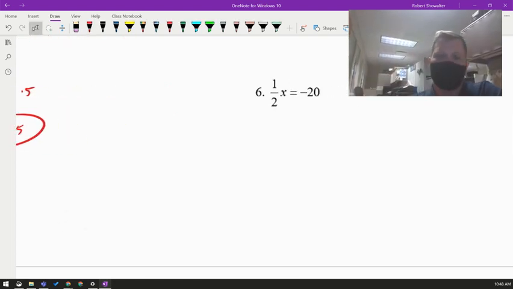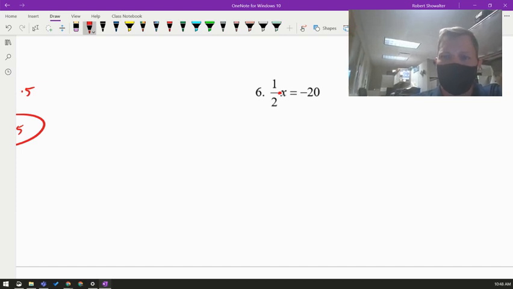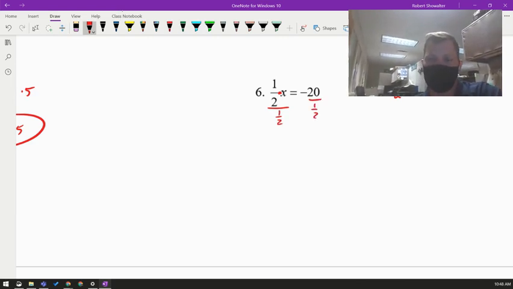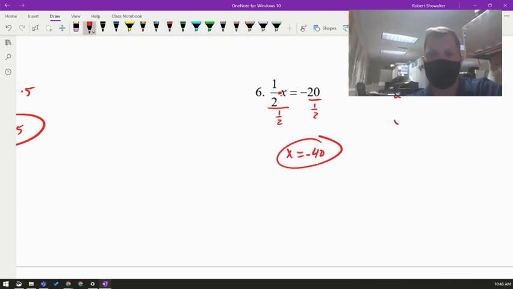Here we go, number 6. You can kind of see this 2 ways. You can see 1/2 times x if you want, or you could actually see it as x over 2 equals negative 20. Either one works. But if we have it as times, we would divide by 1/2. Now you can type that in your calculator. But if you see that this is actually x divided by 2, based off of how it's written, you can just multiply both sides by 2 to get rid of it, because it's the inverse operation. And we would get x equals negative 40 for that.